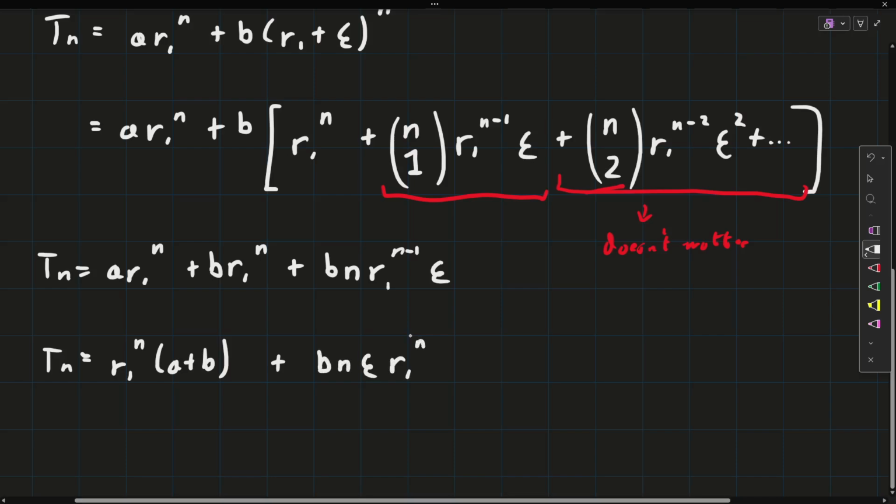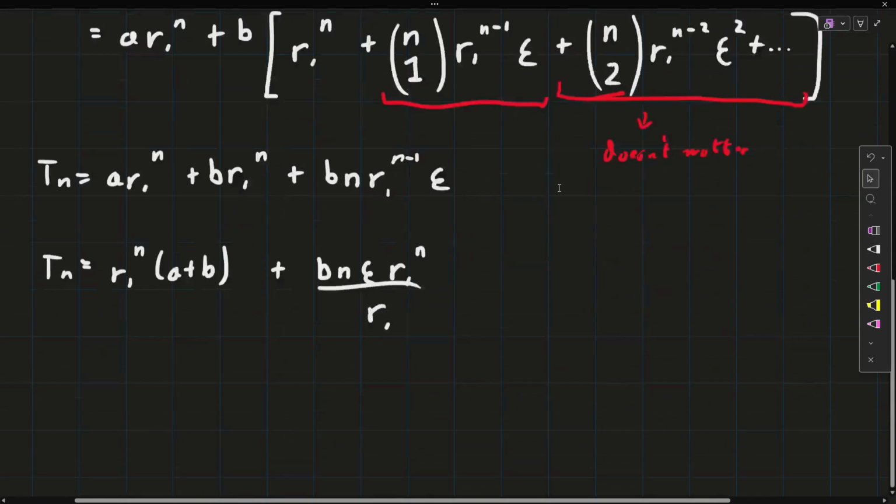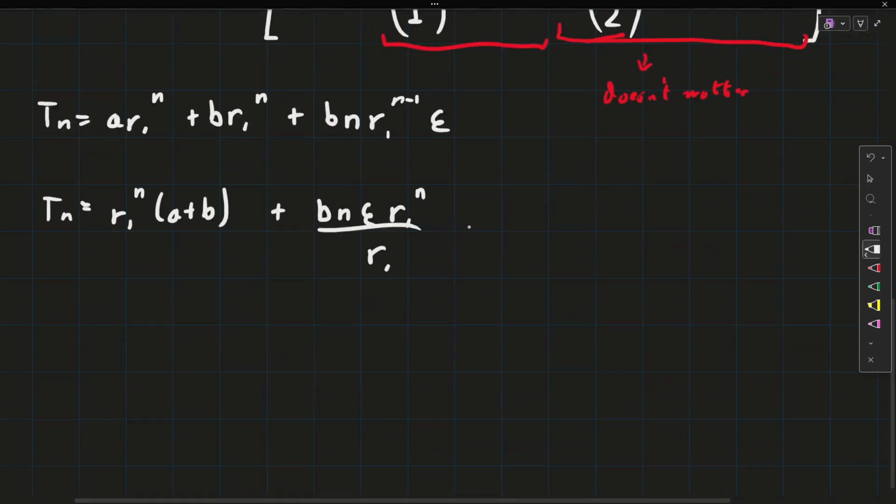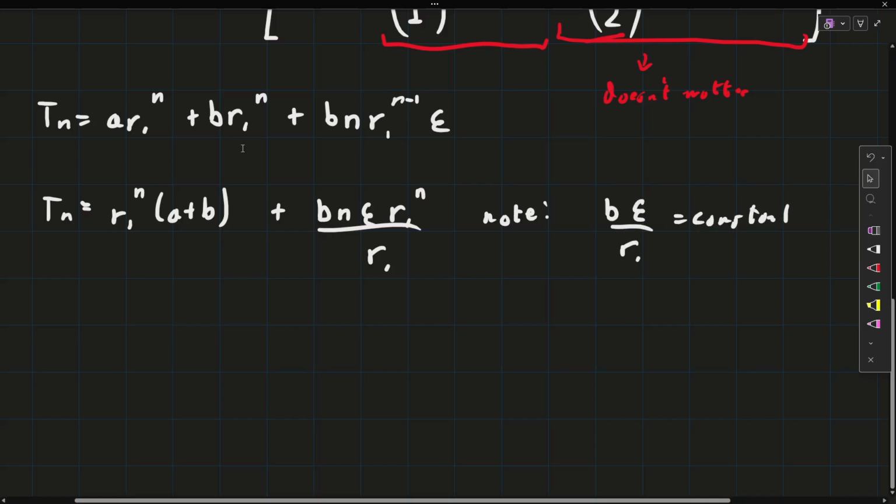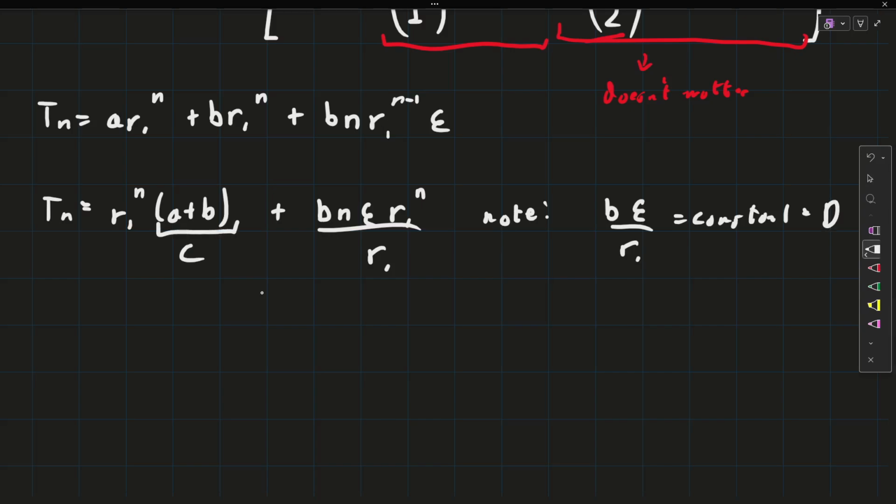I'm going to say r1 to the power of n divided by r1, just so that you can see how it lines up here. And now what we notice is b times epsilon divided by r1, that's just some constant. That's just some unknown number. In the same way that a plus b is just some number, this stuff is also just some number. So I'm just going to call this stuff d, and I'm going to call this part c. So that means that Tn will be equal to r1 to the power of n times some number, c.